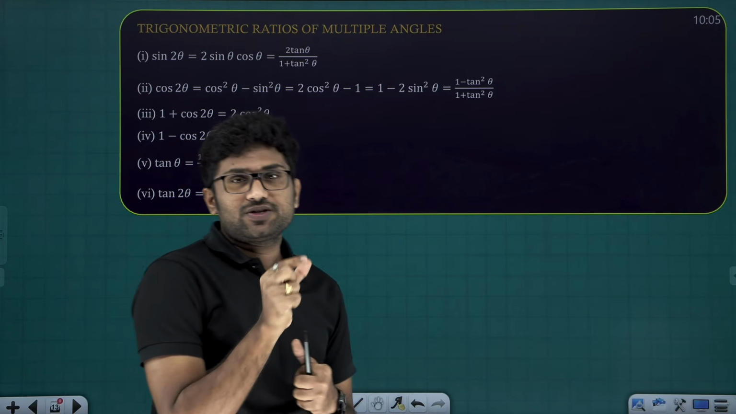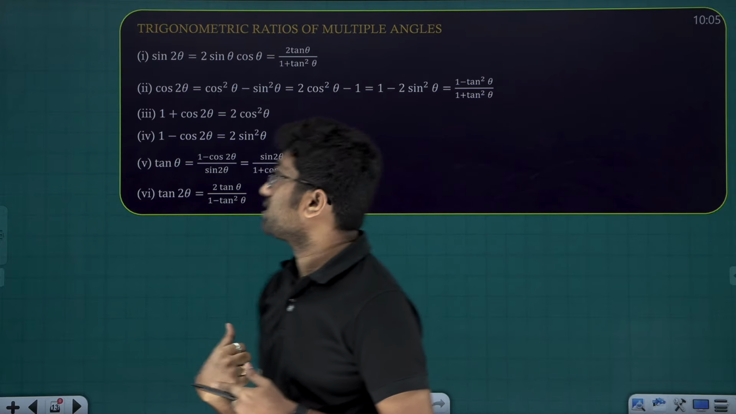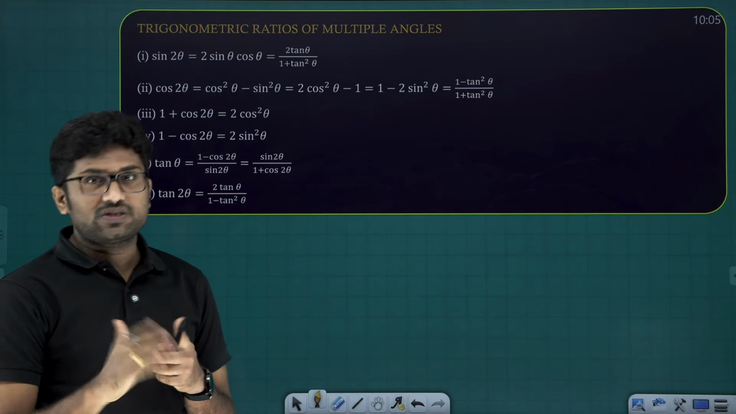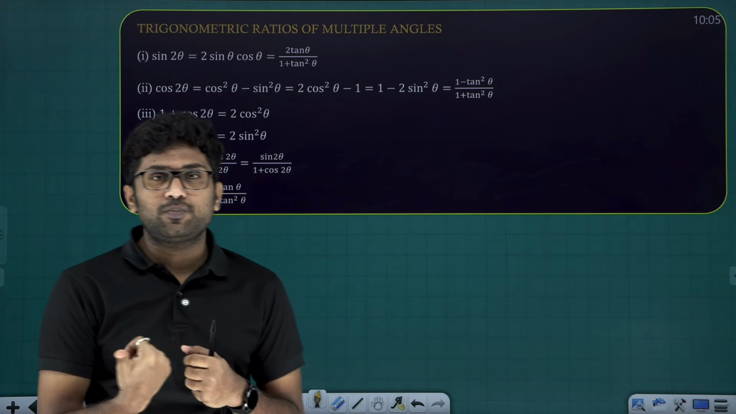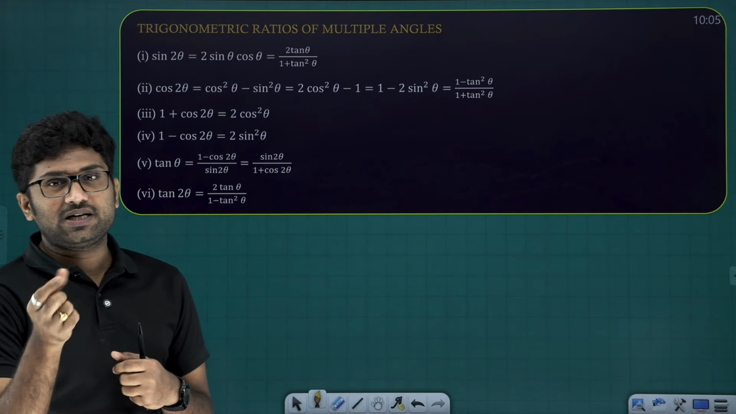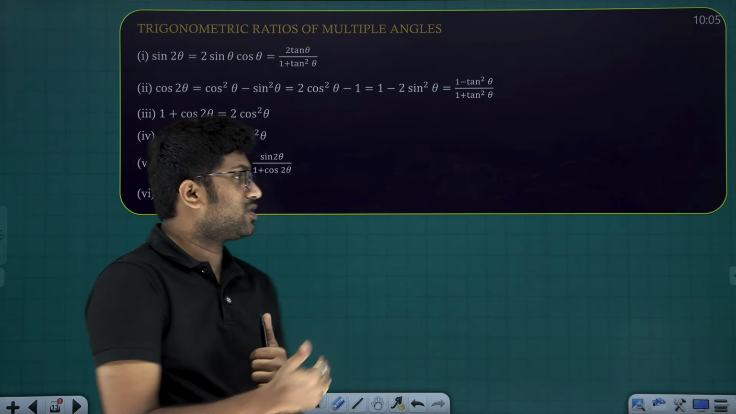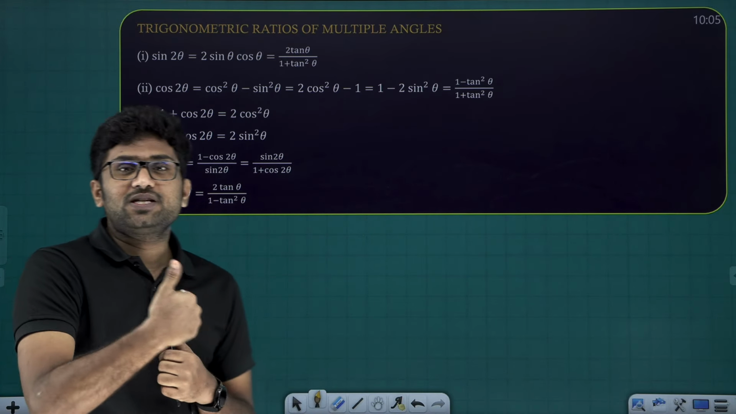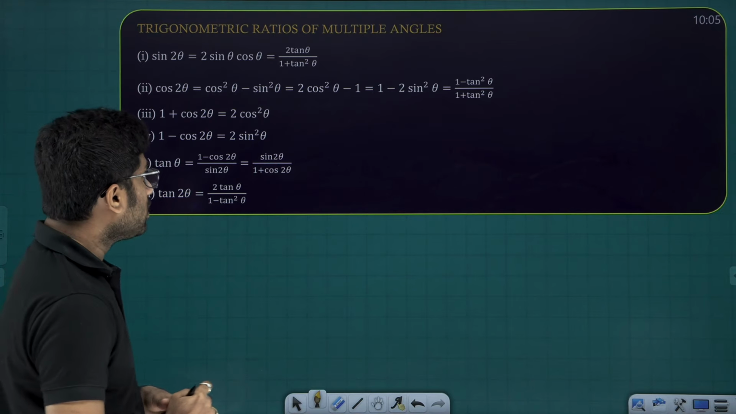Next, trigonometric ratios for multiple and submultiple angles. First we go with multiple angles. Sin 2 theta. We know sin of a plus b. Put a as theta, and in place of b also put theta. Then you get sin of theta plus theta, which is sin 2 theta, equal to 2 sin theta cos theta. It can also be expressed in terms of tan as 2 tan theta by 1 plus tan square theta.